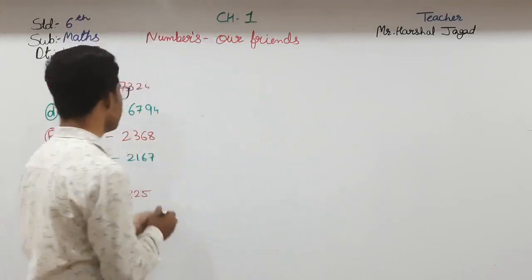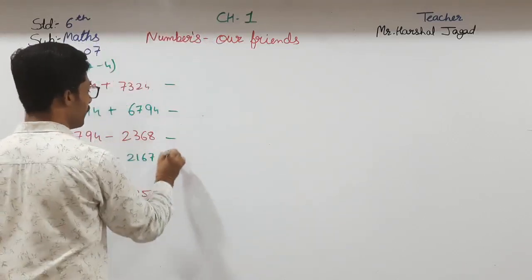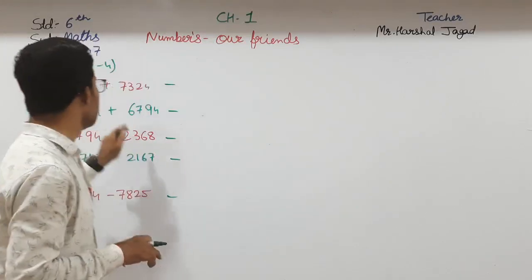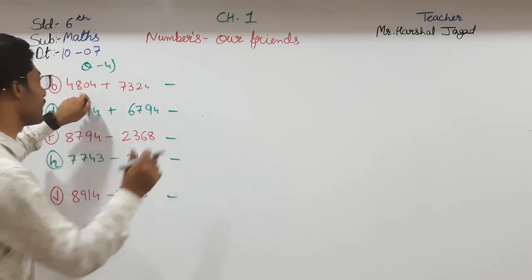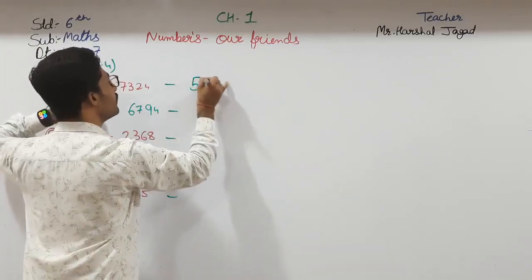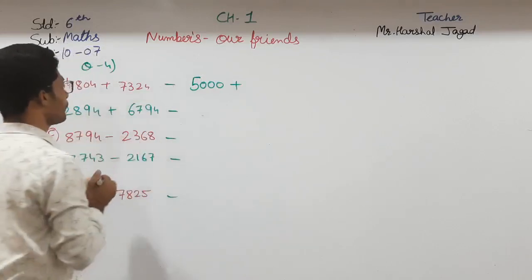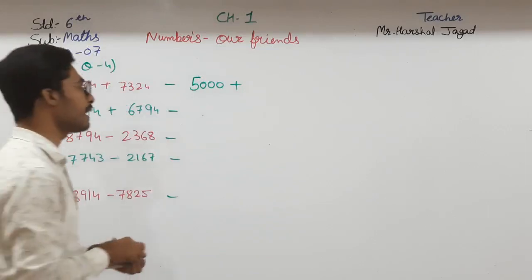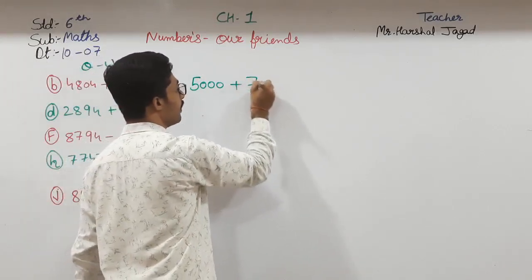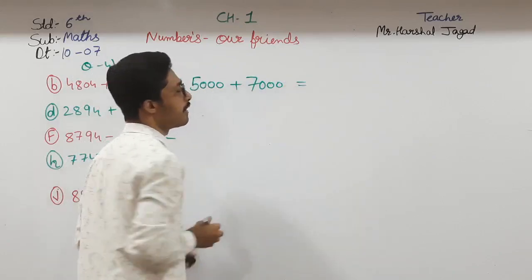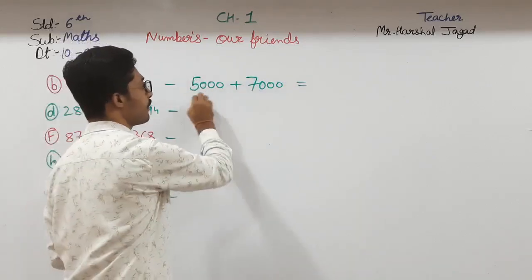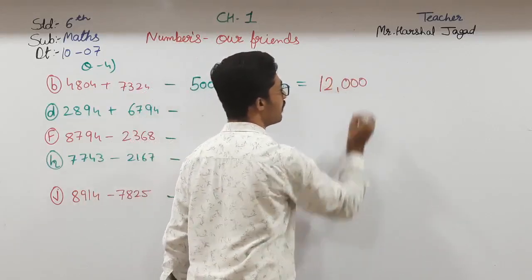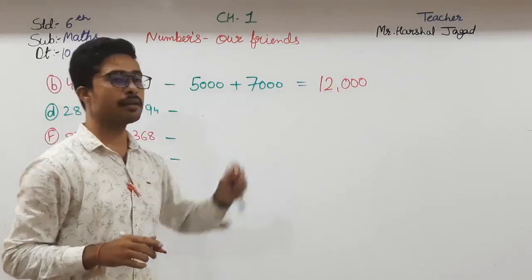Okay, students. So here, let us start. First of all, we have to make the estimation over here. So here it is 4800. So I can write here 5000 plus, and here it is 7324. Then here I can write 7000 only, which is nearer. So here its answer will be 7 plus 5, that is 12. So your answer will be 12,000.